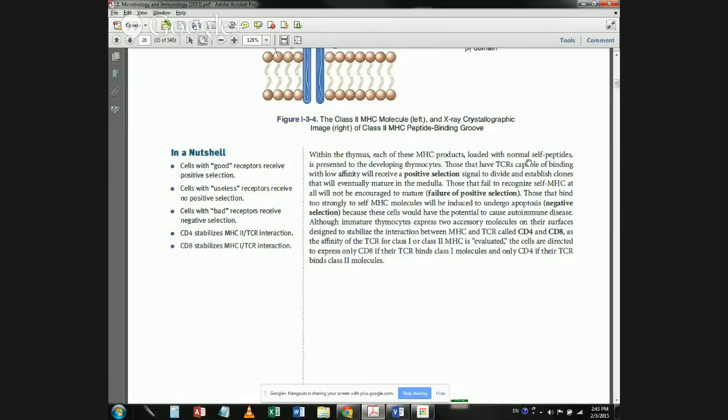As the affinity of the TCR for class 1 or class 2 MHC is evaluated, meaning how strongly you bind and not bind, the cells are directed to express only CD8 if their TCR binds class 1 molecules, and only CD4 if their TCR binds class 2 molecules. Isn't that interesting how it happens?